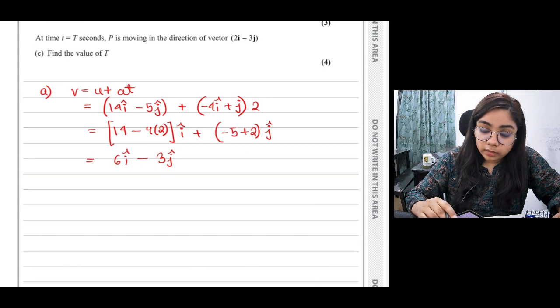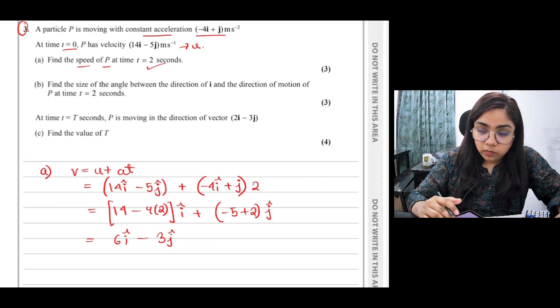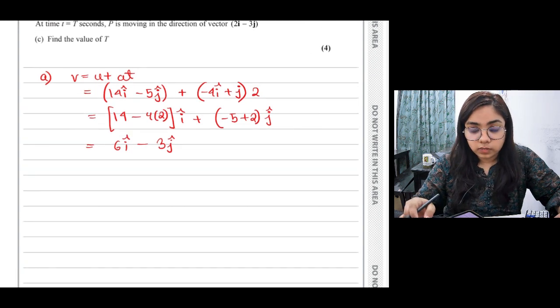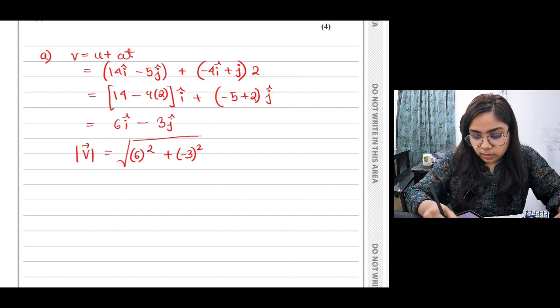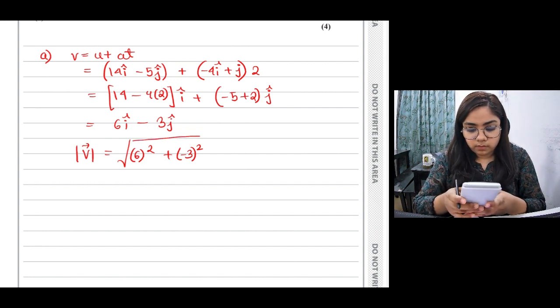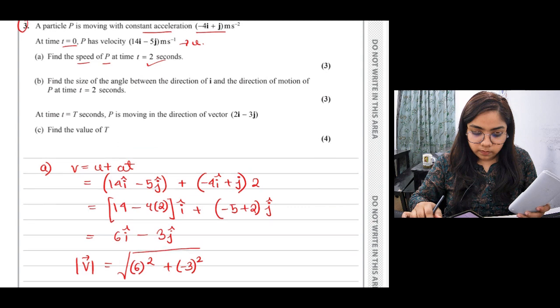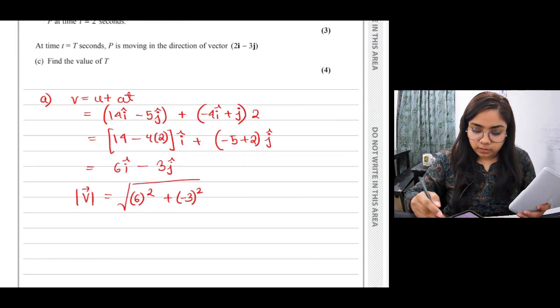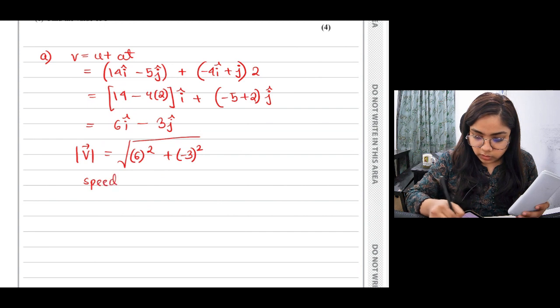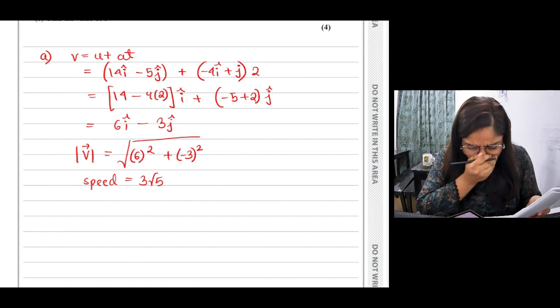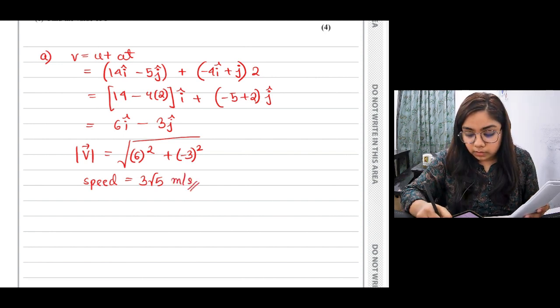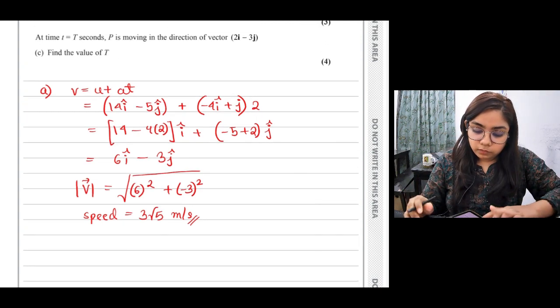Now this was the final velocity after 2 seconds, and they were asking you to find out the speed. That means you just have to find out the magnitude of this velocity. So which is going to be 6 square plus minus 3 square, everything inside a root. That is 3 root 5. Yeah, you can just write 3 root 5, that's fine. So I'll just write the speed of this particle at 2 seconds is 3 root 5. I'm so sorry, 3 root 5 meters per second. Okay. Now this was it for part A.